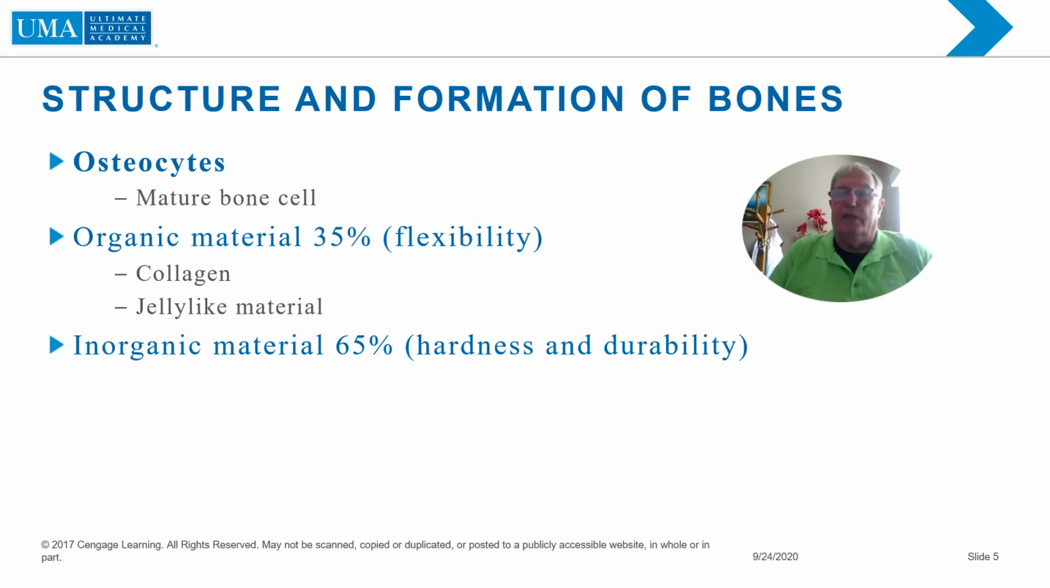Then you have the organic material, which is collagen, a flexible, spongy-like material, and then you have jelly-like material as well. That is also part of this. This is what gives you flexibility in your bones at your joints, so you can pivot and move them without causing damage to the hard structures. Then the inorganic material, 65%, gives hardness and durability. So most of the bone is hard, which is 65%, and 35% is the jelly-like collagen, giving movable flexibility at your joint connections and things like that.